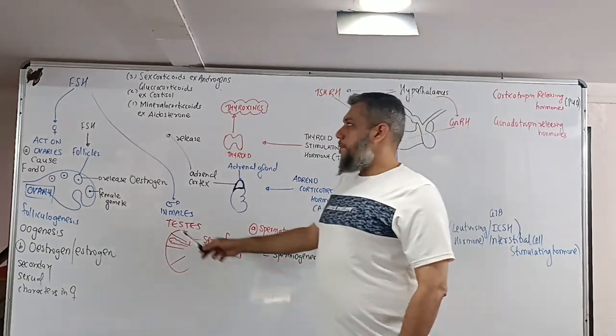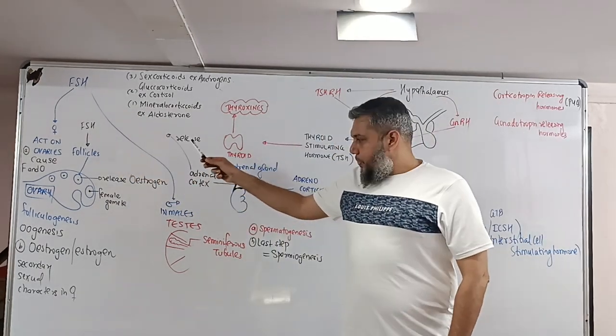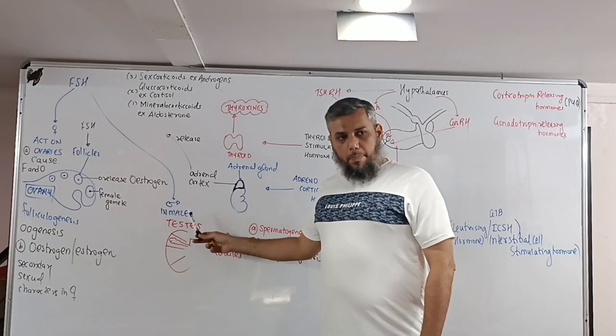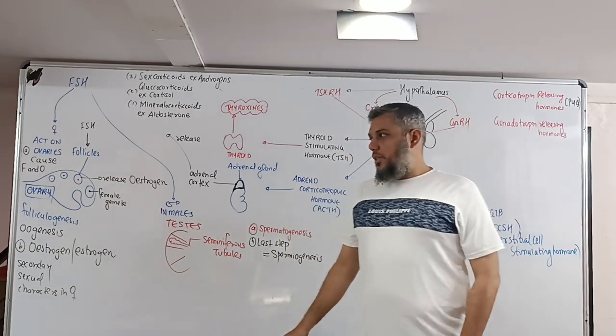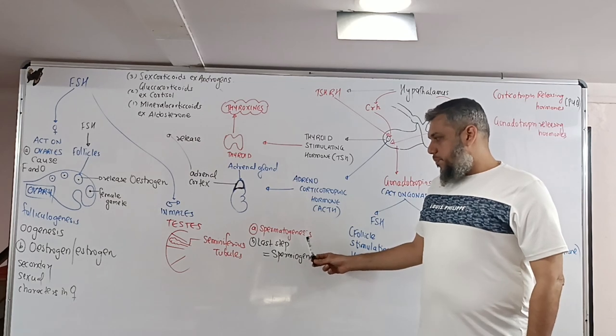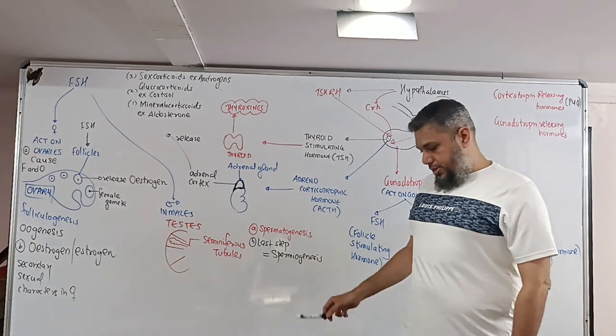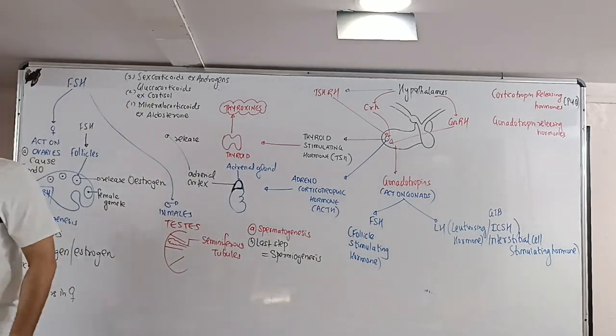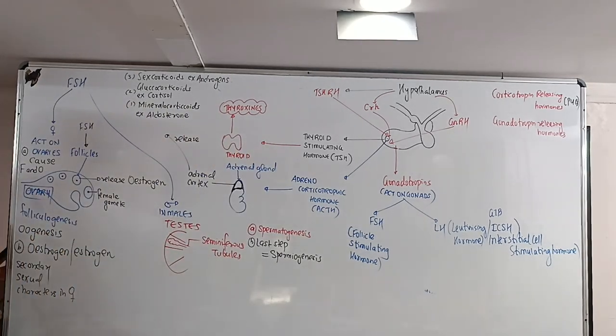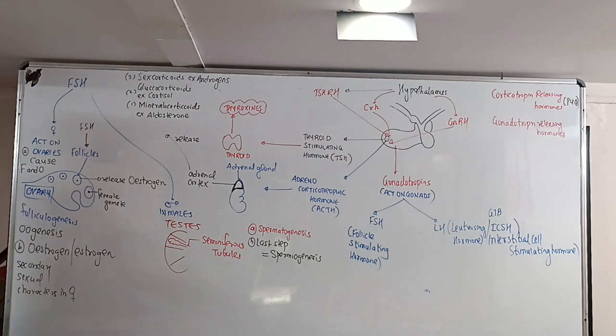Similarly, FSH is acting on the males, on which part? Seminiferous tubules. And it is helping in the formation of sperms, especially the last step, spermiogenesis. Is this point clear, all of you? Shall we continue?